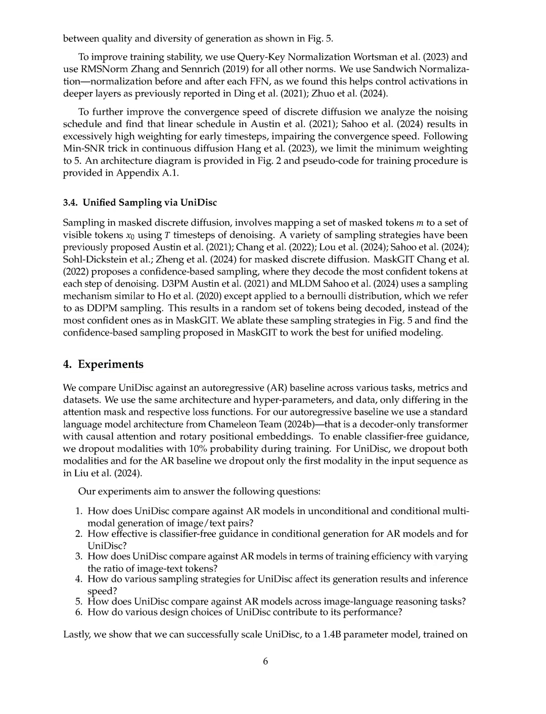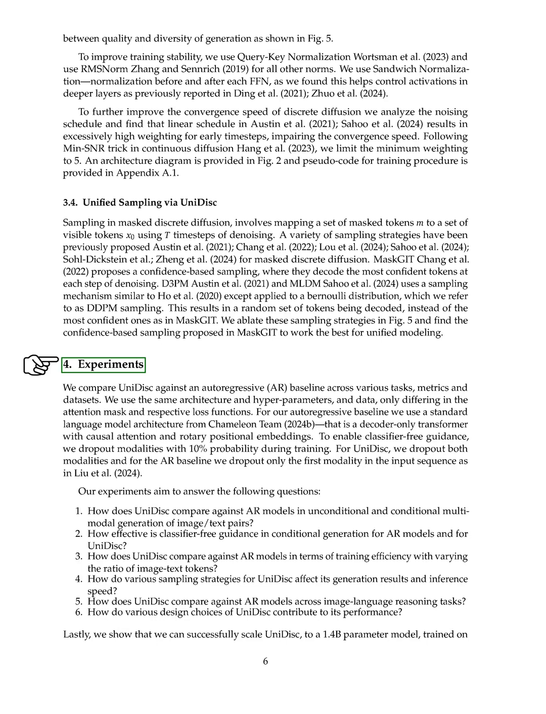Section Summary. In this section, we describe our approach to unified training and sampling using UniDisc, which employs modality-specific embeddings and different time schedules for image and text tokens to enhance inference speed and training stability. We also explore various sampling strategies, finding that confidence-based sampling from MaskGIT, combined with modality-specific caching, significantly improves performance in masked discrete diffusion tasks.